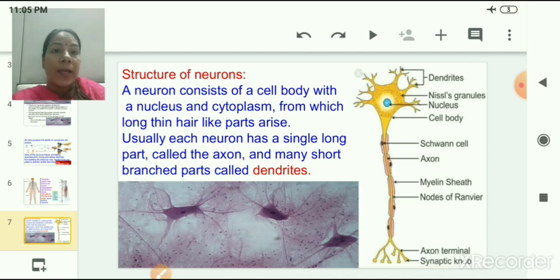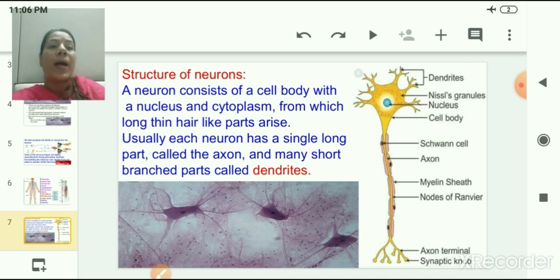So the entire neuron has two main parts, that is, the cell body or cyton and the axon part. The cyton consists of a highly branched part called dendrites. In this cyton part there is a very prominent nucleus surrounded by cytoplasm, in which some granules are present, called Nissl's granules. There is a long hair-like projection coming from the cyton part, and this projection is called the axon.